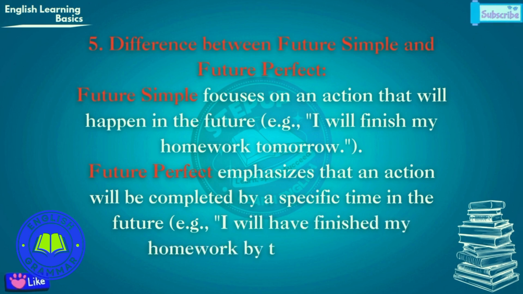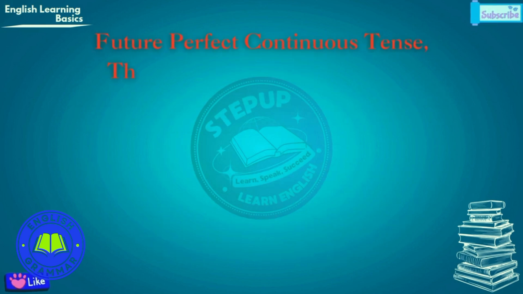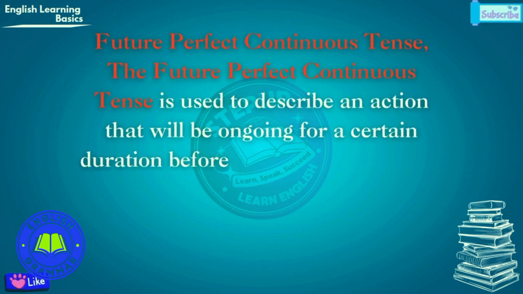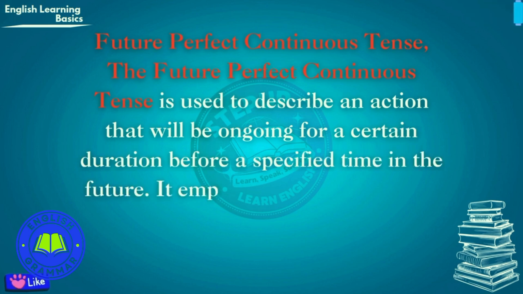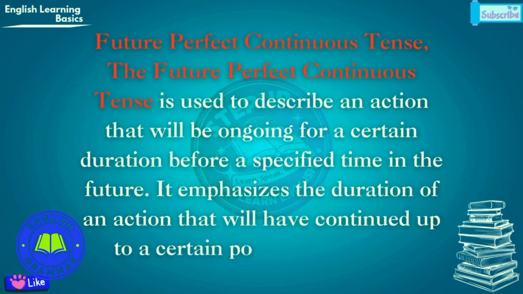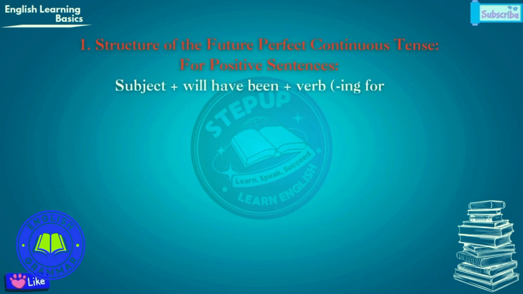Future perfect continuous tense. The future perfect continuous tense is used to describe an action that will be ongoing for a certain duration before a specified time in the future. It emphasizes the duration of an action that will have continued up to a certain point in the future. 1. Structure of the future perfect continuous tense. For positive sentences: subject plus will have been plus verb, ing form.